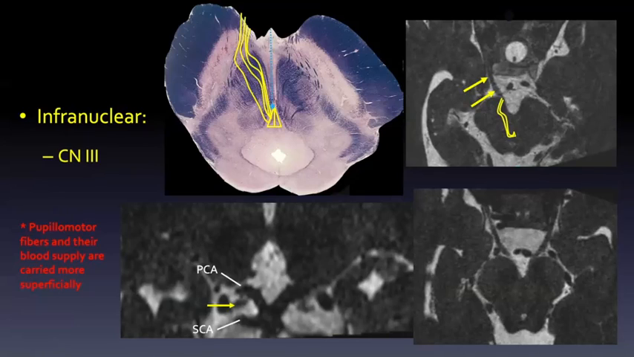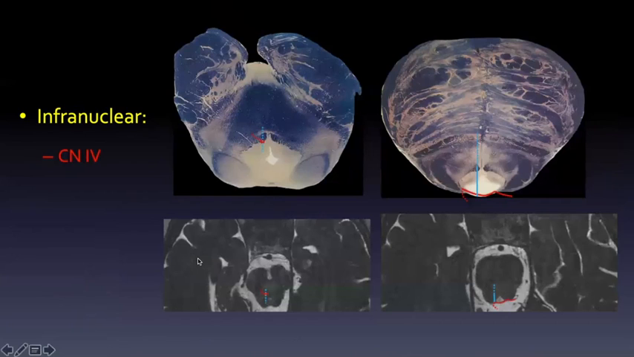Interestingly, pupilomotor fibers and their blood supply are carried more superficially along the cisternal segment of the 3rd cranial nerve, which is why a compressive lesion such as an aneurysm causes pupil involvement. On the other hand, the main trunk of the neural bundle is supplied by the vasa vasorum, which is more centrally located, and thus ischemic lesions tend to spare the pupil. Ischemic lesions of the infranuclear 3rd nerve tend to resolve on their own, and there are typically no imaging findings.